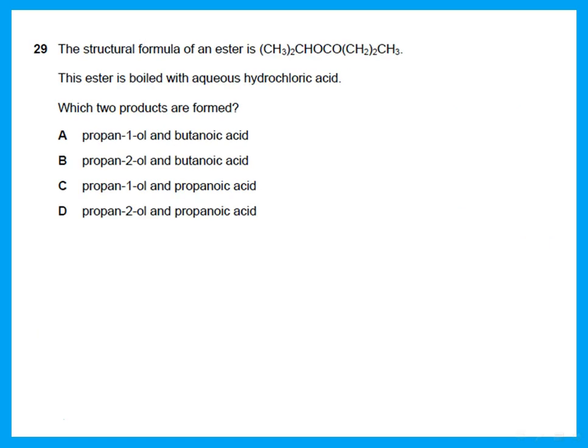Okay, the structural formula of an ester is this. The ester is boiled with hydrochloric acid. Which two products are formed? Remember, the ester was originally formed from alcohol and acid. So when you boil it with hydrochloric acid, this is called hydrolysis.